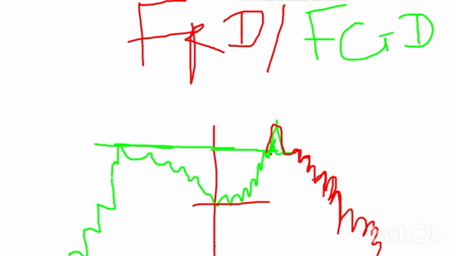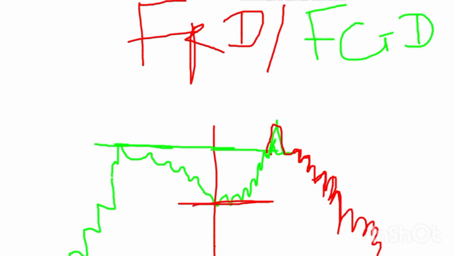Then after breaking this level, they will continue to sell. So these are the two types of first red day that I trade. You can flip it for a first green day. It's just the same, just the opposite. You can flip this example for the first green day.